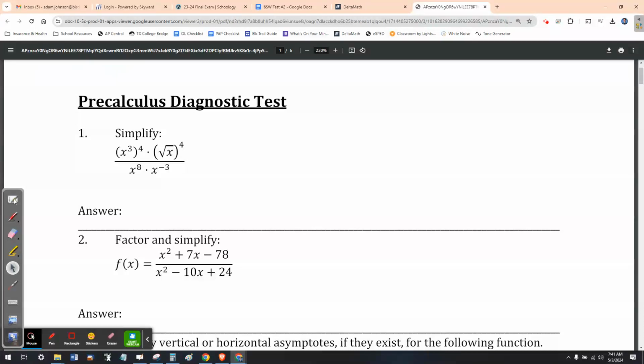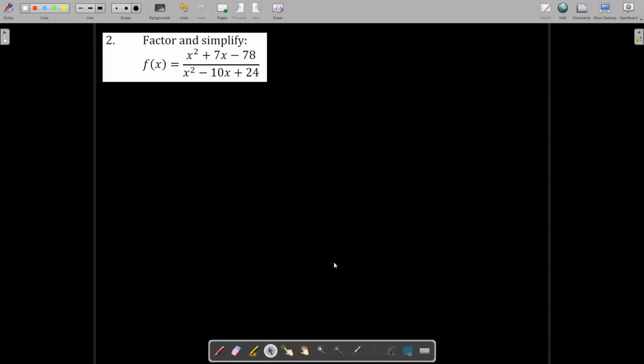Welcome back to problem number 2 of the PreCal diagnostic test. This one is a fairly simple question. It says to factor and simplify this function, and we have a trinomial over a trinomial.